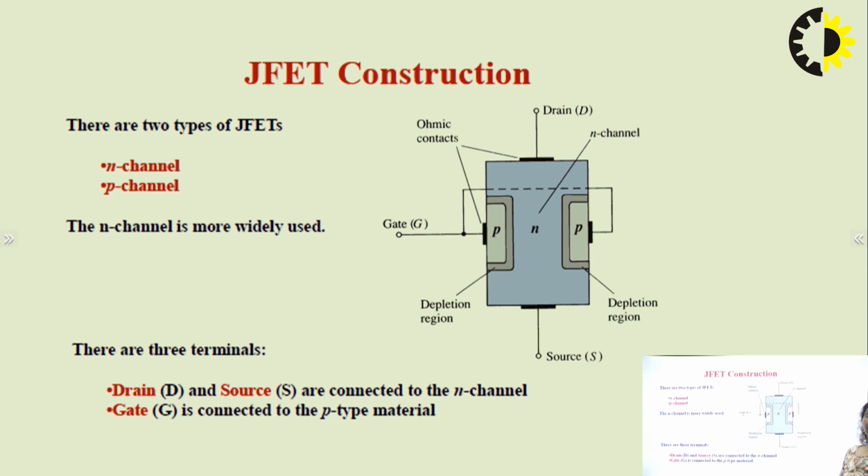So we are starting with the junction field effect transistor. What is a junction field effect transistor? There could be two types of JFET, N channel and P channel. Here we are discussing the N channel junction field effect transistor. So this is the construction of the N channel junction field effect transistor.